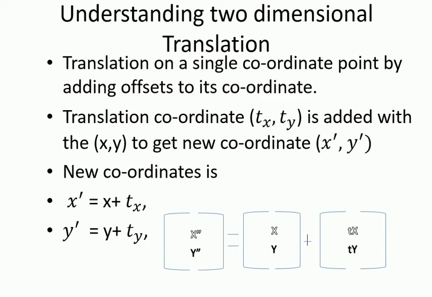Understanding the two-dimensional translation. Translation on a single coordinate point is done by adding the offsets to its coordinates. That means translation occurs by adding values to the x and y coordinates. Translation values tx and ty are added with x and y to get the new coordinates x dash and y dash. So that is x plus tx and y plus ty, and you get x dash and y dash. Now x dash is equal to x plus tx, y dash equals y plus ty. You can see x dash and y dash are obtained by adding tx and ty.